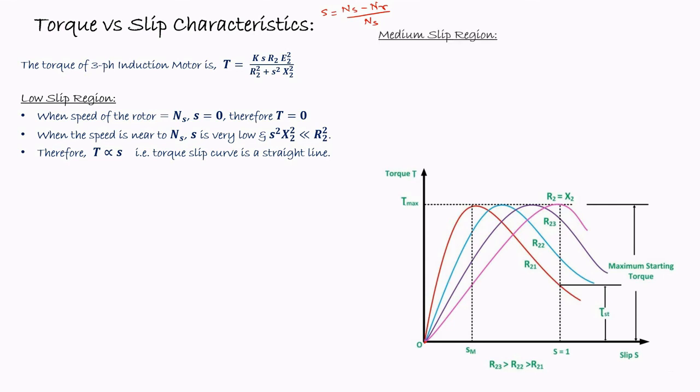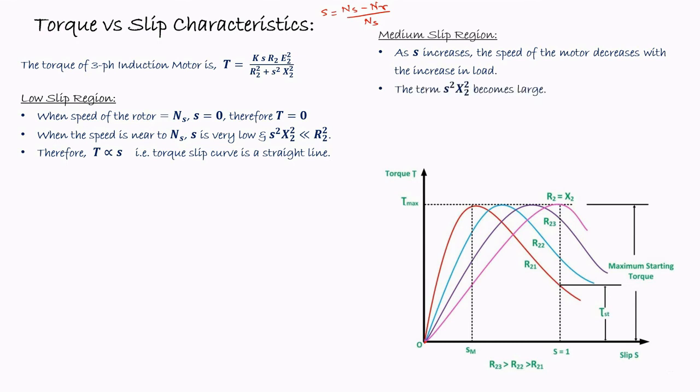Now for the medium slip region, when the speed of the rotor is a little bit lower, the slip will be a little bit higher. The speed of the motor also decreases with the increase of the load. Now the term s square X2 square becomes a little bit high. So now we cannot ignore this value with respect to the value of R2 square. So here, if the value of s square X2 square is greater, then R2 square can be neglected compared to the value of s square X2 square.